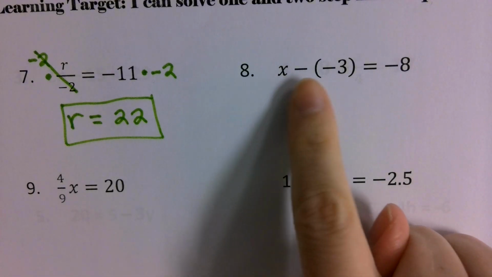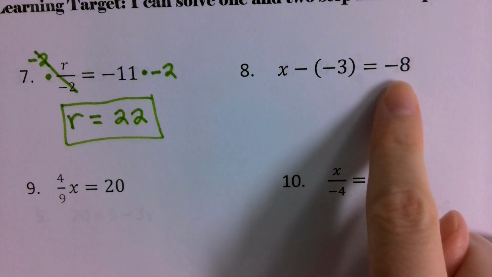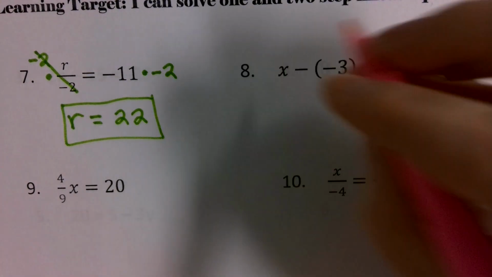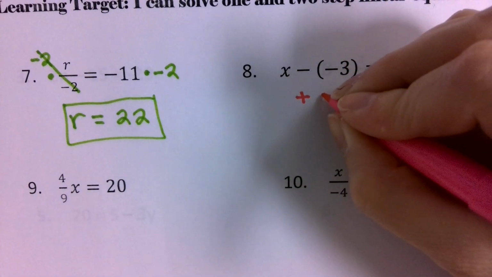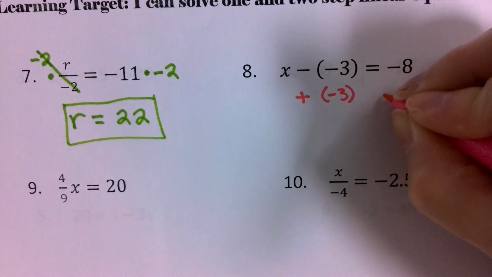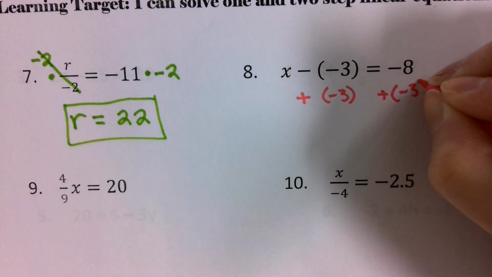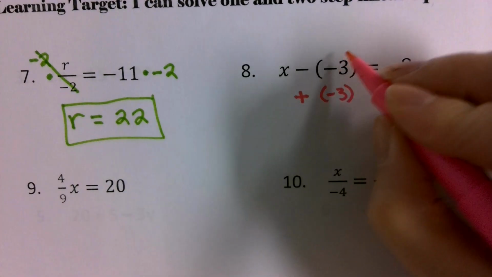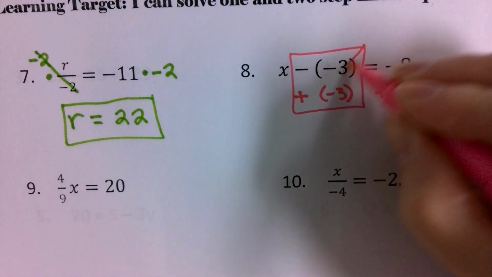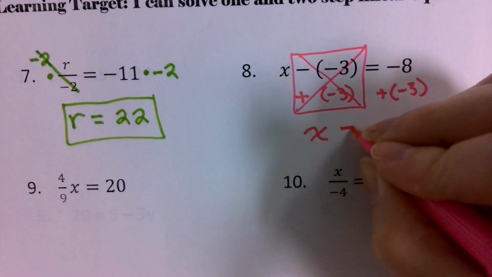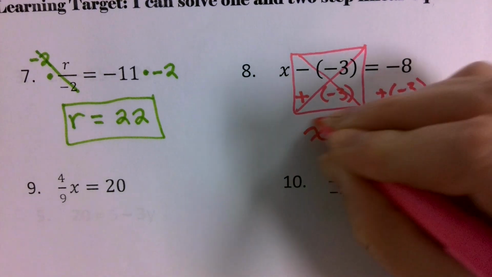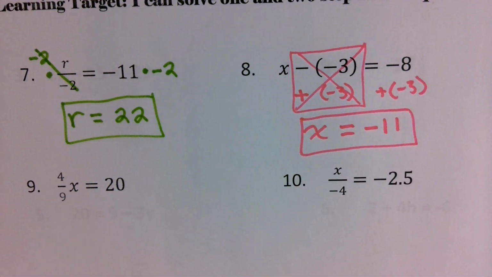Here we've got x minus negative 3 is equal to negative 8. So instead of subtracting a negative 3, we are going to add a negative 3 to both sides. So subtracting a negative 3 and adding a negative 3 is going to have an inverse effect on each other. And you're going to get x is equal to negative 11 for problem number 8.